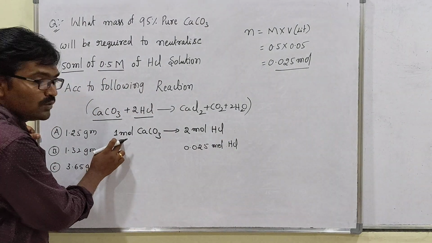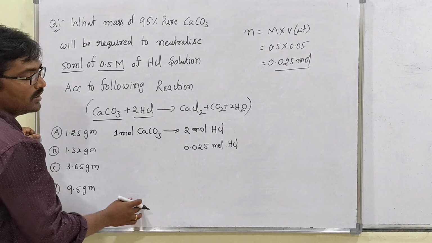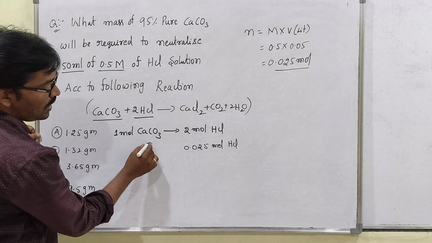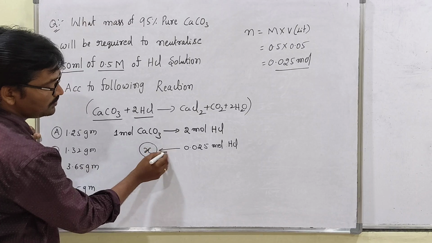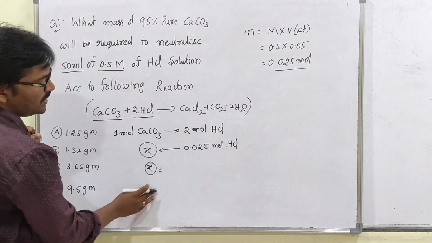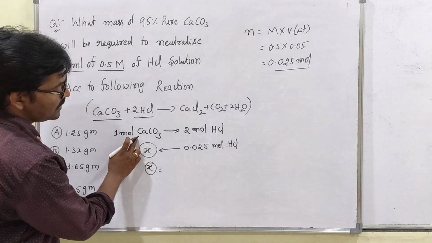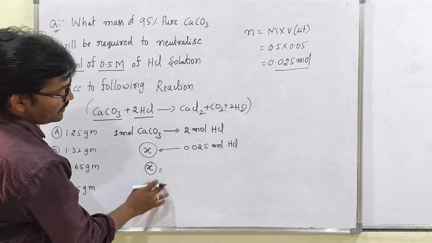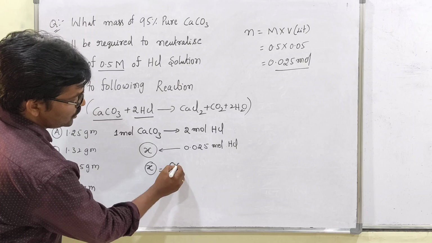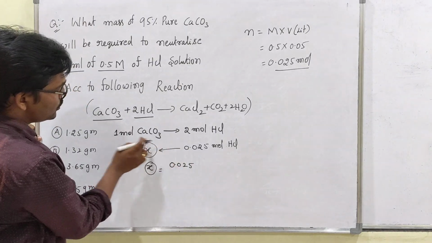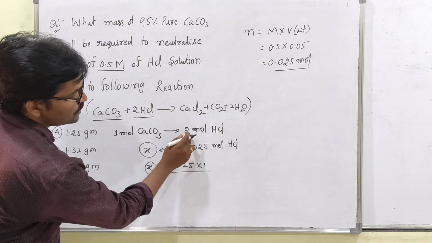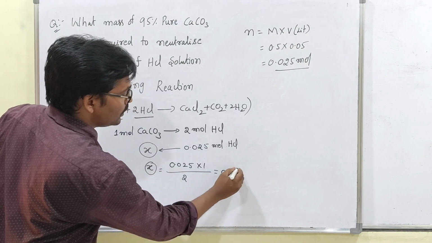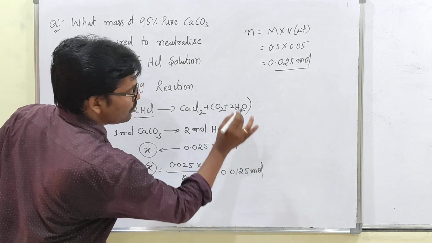Since 1 mole of CaCO3 requires 2 moles of HCl, then for 0.025 moles of HCl, how many moles of CaCO3 are needed? Take that as X. By cross multiplication you can get the answer. 0.025 into 1 mole divided by 2 moles, cross multiplication, then you can get 0.0125 moles as the answer.